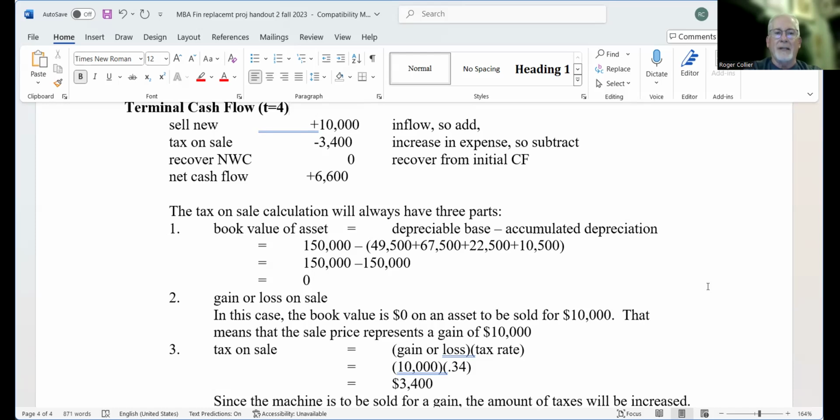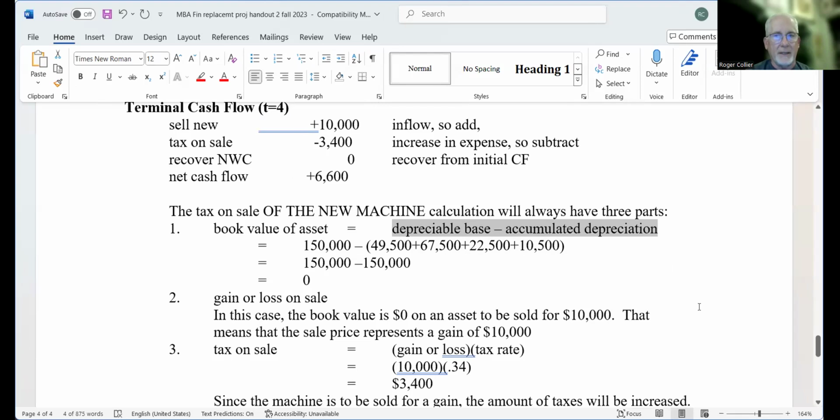Next, tax on sale. And this is the tax on the sale of the new one. We already did tax on the sale of the old one. Now this is tax on the sale of the new one. Right? So this is tax on the sale of the new machine. We'll have 3 parts, just like always, 3 parts, always. And the book value is always the depreciable base minus the total of all the depreciation we've taken.